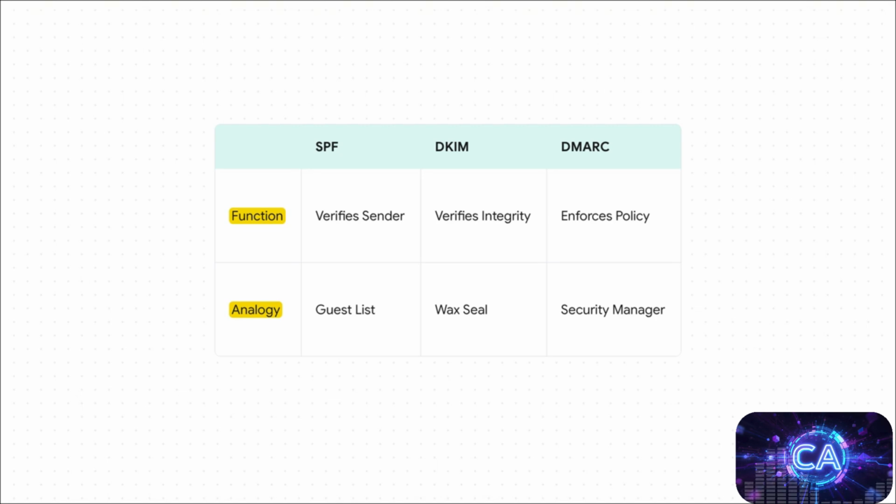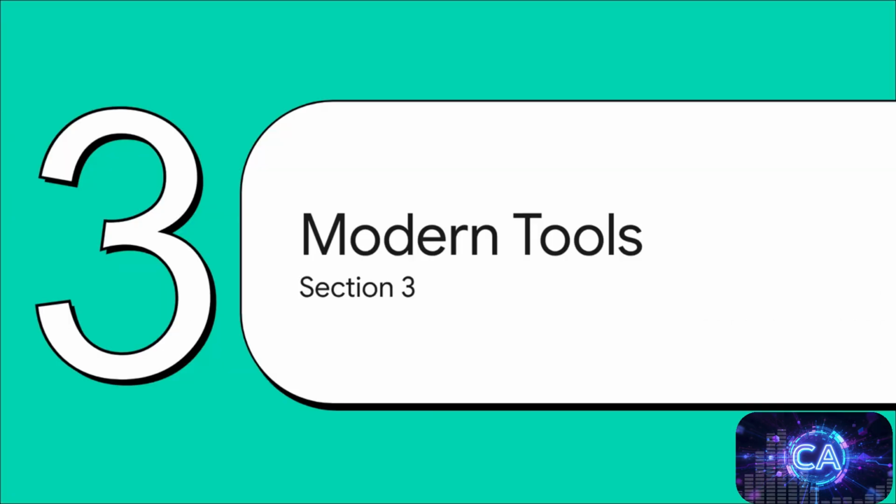SPF checks who is allowed to send the email. DKIM checks if the email itself was tampered with, and DMARC is the manager that enforces the rules on what to do if either of those checks fail. It's a fantastic multi-layered defense. Okay, so we've got our email covered, but what about all the other stuff in our digital mailbag?